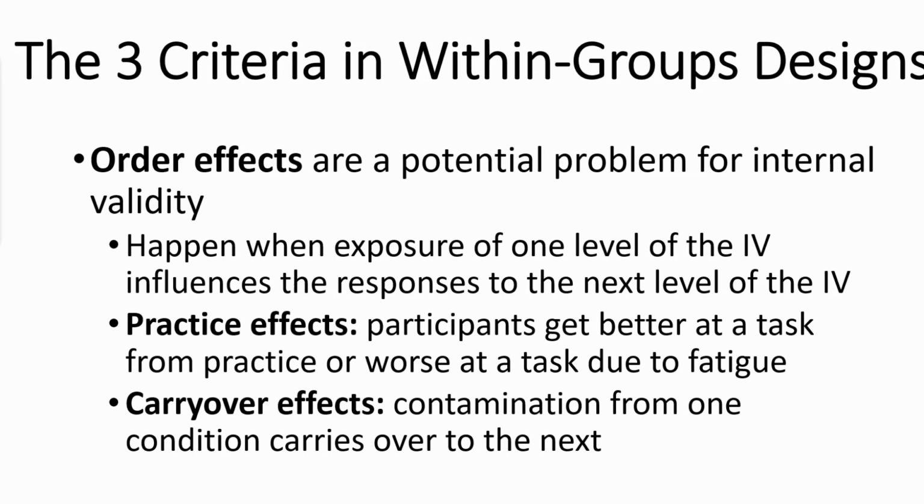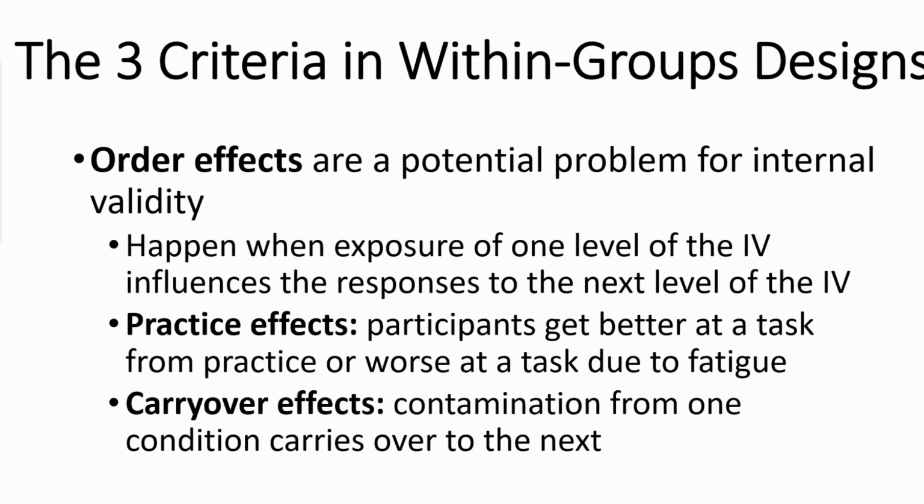For temporal precedence, same thing. If we're manipulating and controlling the order that participants are exposed to things, then we know that the independent variable comes before the dependent variable because that's how we're setting it up. It's when we get into internal validity that it's a little bit more complicated. So we're asking again, are there potential third variable explanations? And for within groups designs, one of the biggest problems we can run into are order effects. And these can be a potential fairly large problem for internal validity.